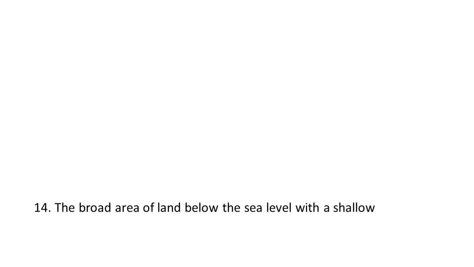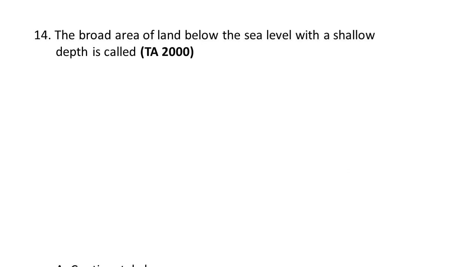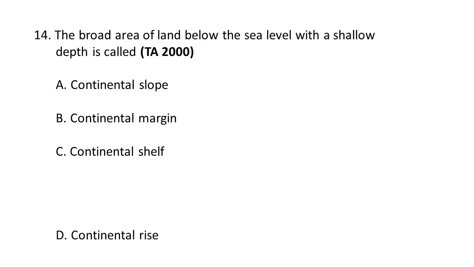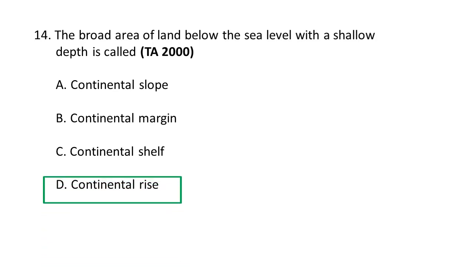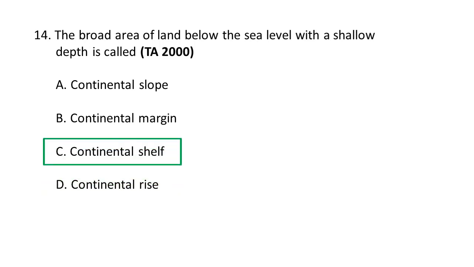Next question. The broad area of the land below the sea level with a shallow depth is called A, continental slope, B, continental margin, C, continental shelf, and D, continental rise. So the correct option is C, continental shelf. The broad area of the land below the sea level with a shallow depth is called as a continental shelf. C is the correct option.